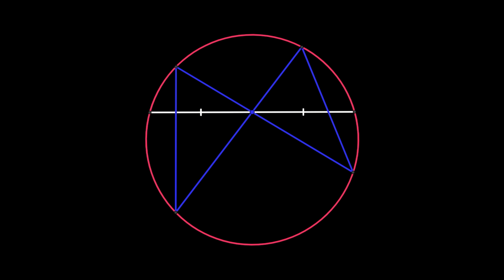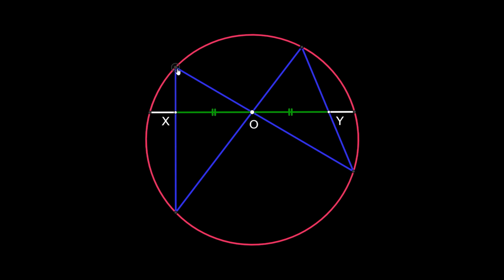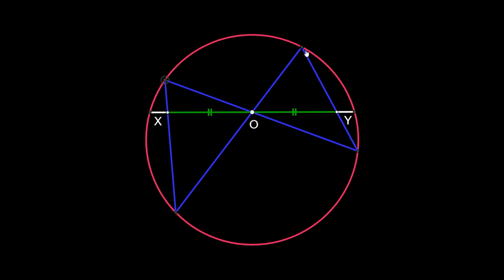Let's construct a circle and a chord. Mark the middle of this chord and draw two segments through this point. We will also draw two segments through the intersection points so that the resulting construction resembles a butterfly. Then the segments XO and YO are equal, or better to say that X and Y are symmetrical about O. As you already understood, it's called the butterfly theorem.